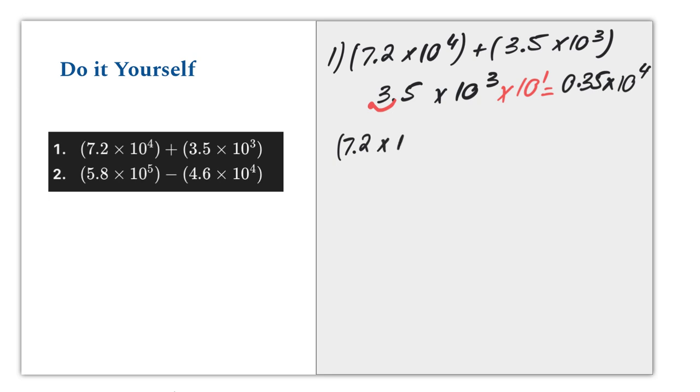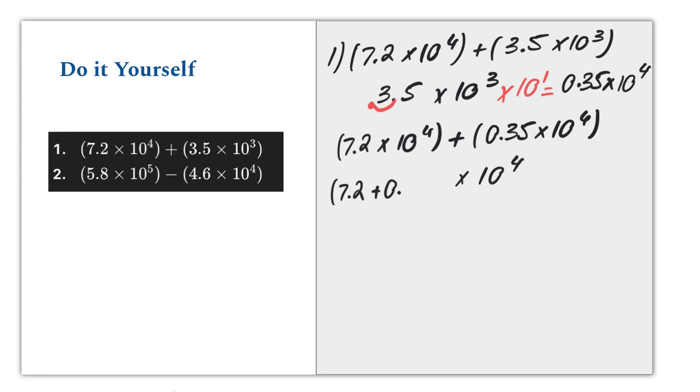7.2 times 10 to the 4th power plus 0.35 times 10 to the 4th power. And we're going to add the coefficients. 7.2 plus 0.35 will equal 7.55 times 10 to the 4th power. So if you have that answer, good job, pat on your back.